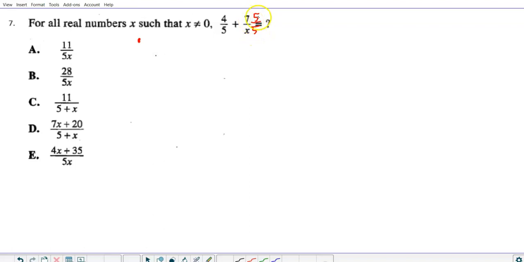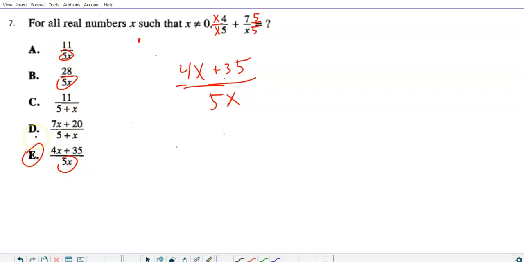So you're multiplying by 5 over 5. Here you multiply by x over x. So you get 4x plus 35 up top, and 5x would be your common denominator. You're adding those fractions, so 5x, it's got to be this one, right?